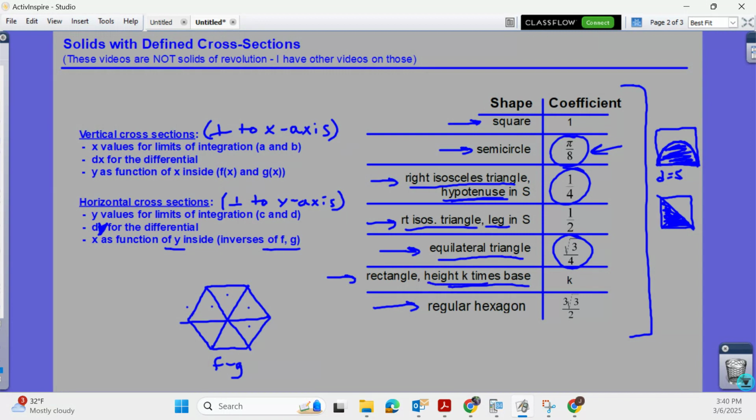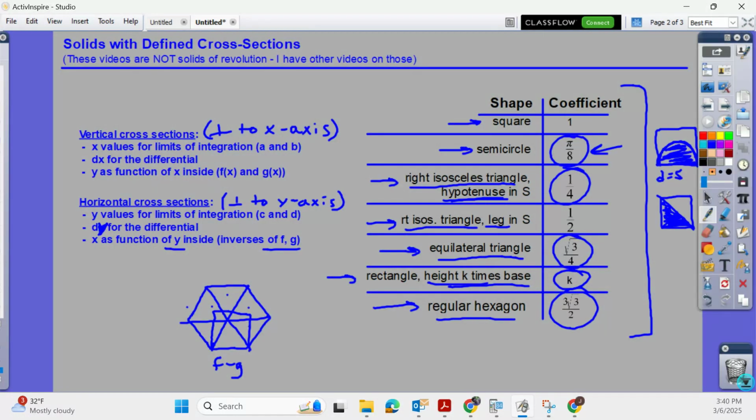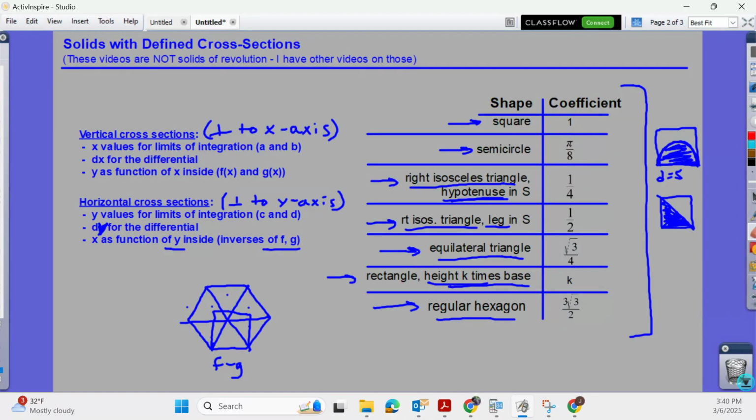This rectangle is k times as big of an area as the square, and this regular hexagon is 3 radical 3 over 2 times as big as the area of that square. That's what those coefficients mean, and once you understand what they look like and how to apply them, it makes it so easy to do these solids. So I hope this was helpful. Good luck.